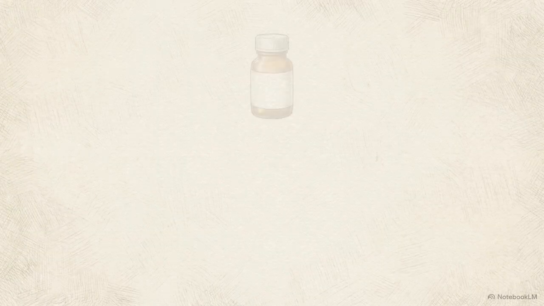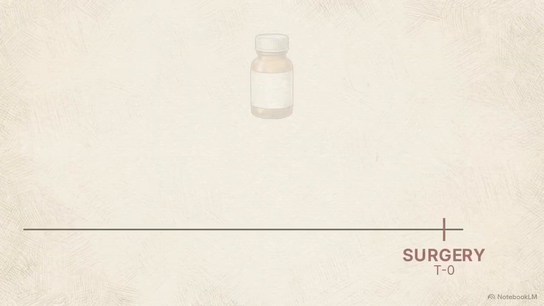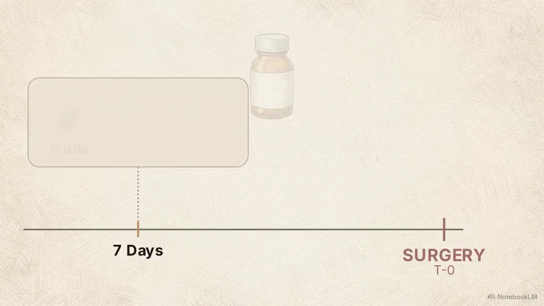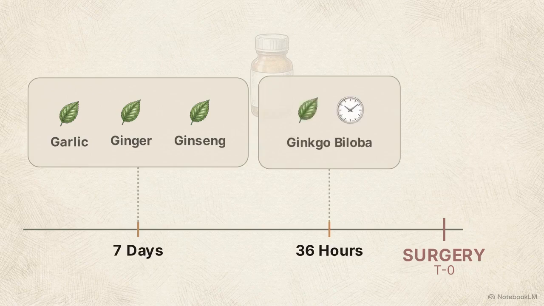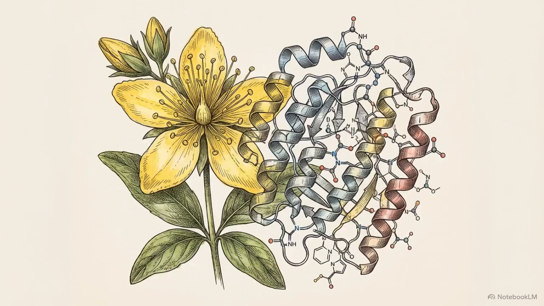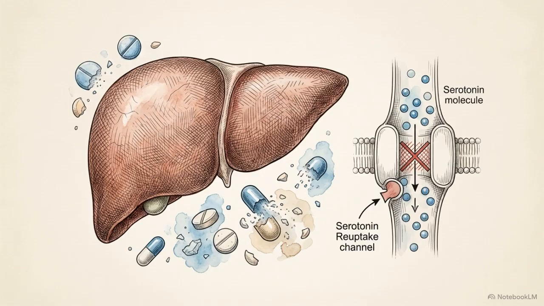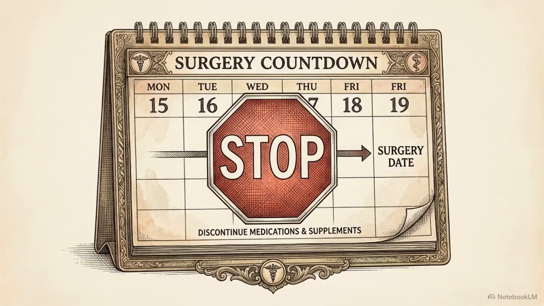This timeline plots the required discontinuation dates prior to elective surgery. Garlic, ginger, and ginseng must be stopped 7 days out. Ginkgo biloba requires a 36-hour cessation period. St. John's wort acts as a potent inducer of cytochrome P450 enzymes. It dramatically accelerates the metabolism of concurrent medications and blocks serotonin reuptake. It must be discontinued 5 days before surgery to prevent serotonin syndrome.